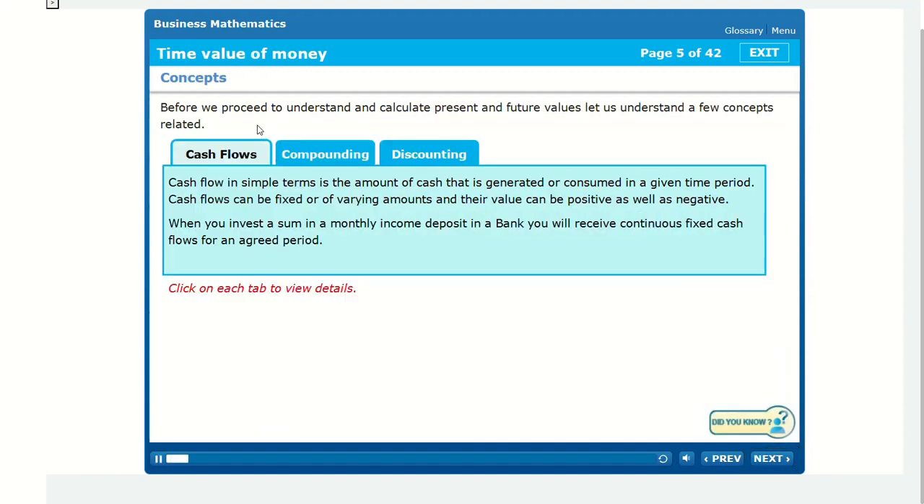Concepts. Before we proceed to understand and calculate present and future values, let us understand a few related concepts: cash flows, compounding, and discounting. Cash flow in simple terms is the amount of cash that is generated or consumed in a given time period. Cash flows can be fixed, or of varying amounts, and their value can be positive as well as negative. When you invest a sum in a monthly income deposit in a bank, you will receive continuous fixed cash flows for an agreed period.